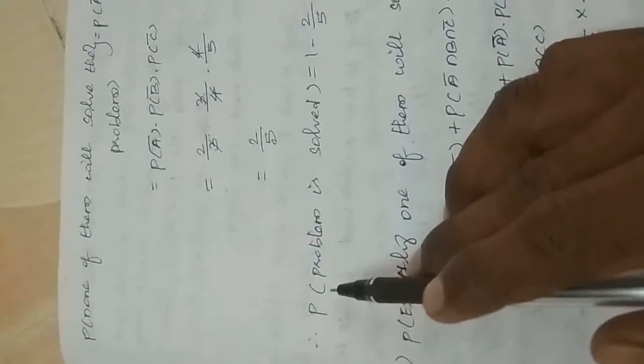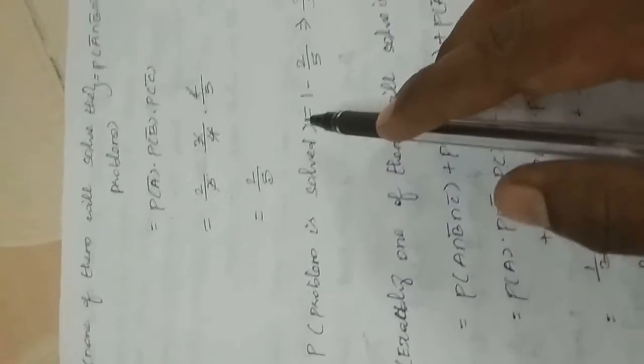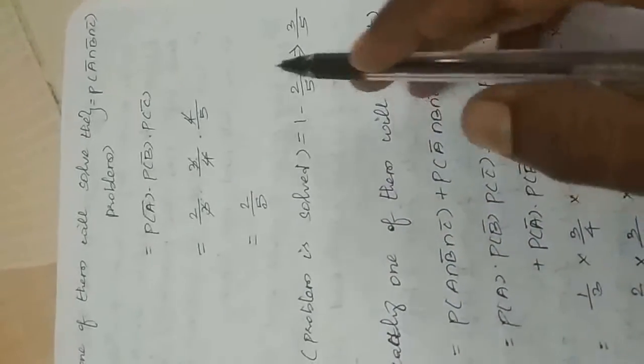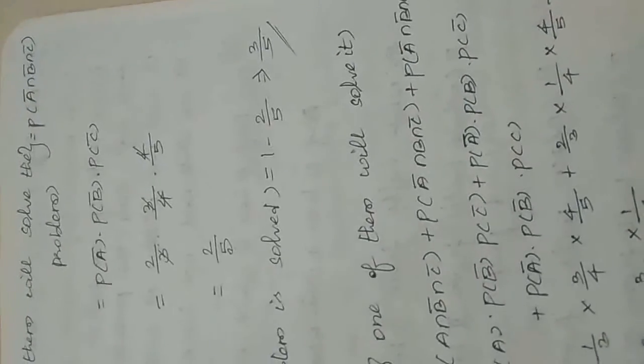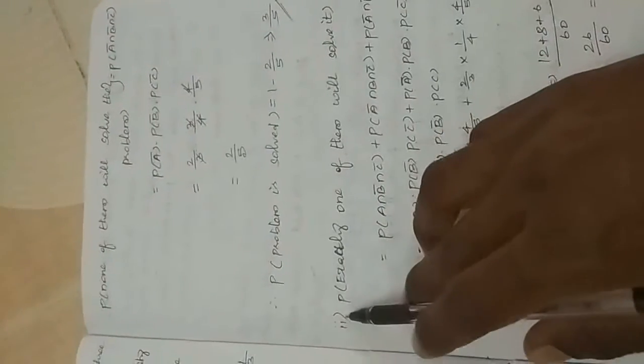So the probability that the problem is solved equals 1 minus 2 by 5, which equals 3 by 5. 3 by 5 is the final answer. Now subdivision 2.